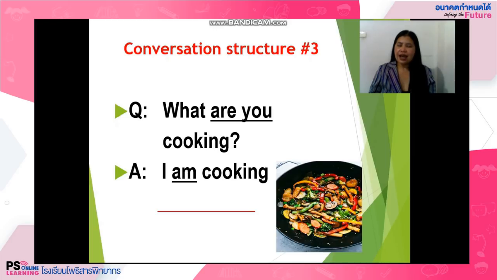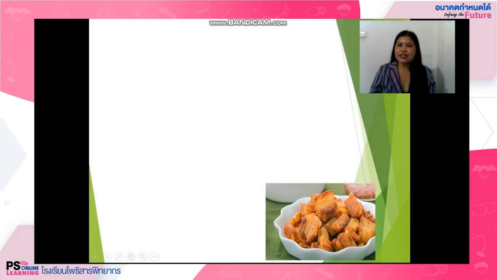You answer, I am cooking sauteed vegetables. Sauteed vegetables. Very good. What are you cooking? I am cooking sauteed vegetables. Okay, the next one is this one. This is pork. Okay, not pig, it's pork. The meat of the pig, it's pork. How is it cooked?